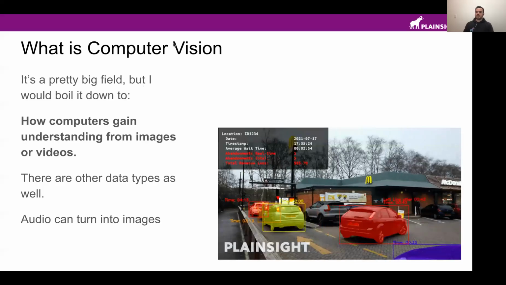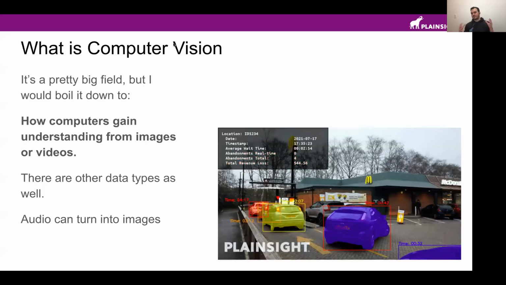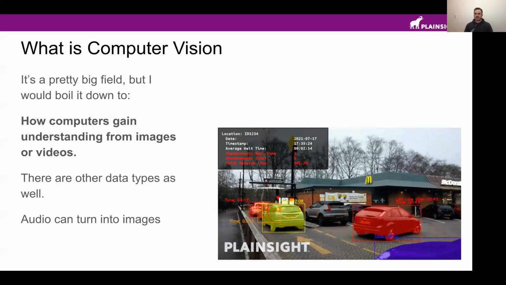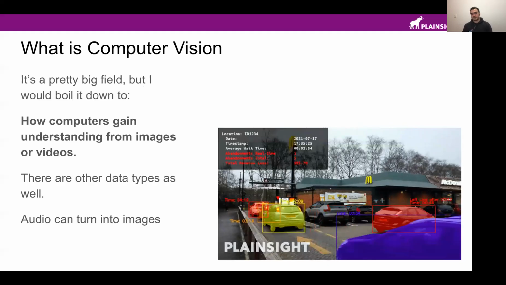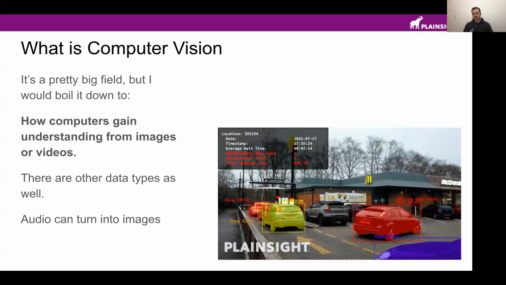So a little bit about the higher levels of computer vision. If you're new to the field, you've never done it before, what is computer vision? It's a really big field, but typically I would boil it down to how computers gain understanding from images or videos. And sometimes there are other data types that you might not think of traditionally as an image or a video, but they can be seen as such.